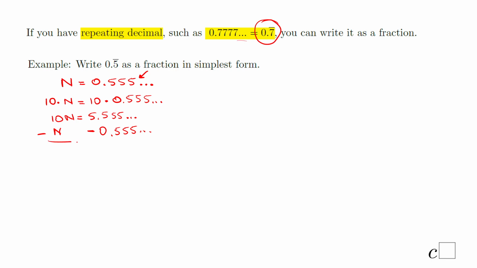Let's see what we get here. The left side becomes 10n minus n, that is 9n. The right side, 5.555 minus 0.555, that will be 5. I want to solve for n, so we're going to divide by 9, and we have a fraction for the number n. That is 5/9. Grab a calculator and take a look if 5 divided by 9 will be 0.5555. It does. This is the simplest form for this repeating decimal, as we call it.